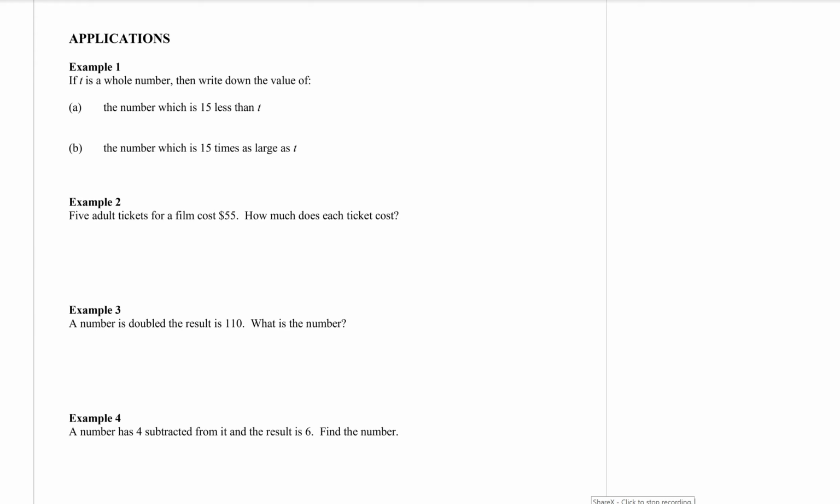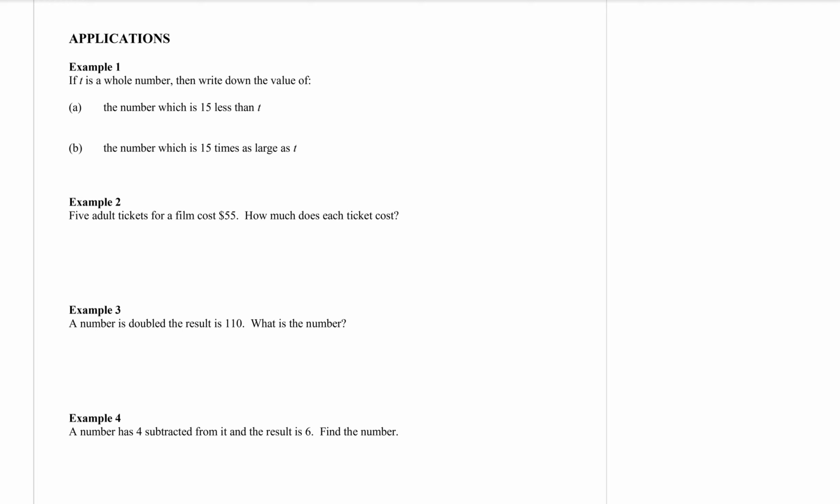Again, Year 8. Today we are going on to applications. Now, what we're going to be doing in this topic is converting these word problems into expressions for the first example, but after that we want to be making our equations so that we can solve them. Okay, so let's start with example number 1.